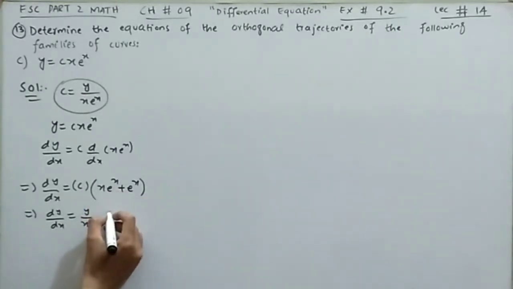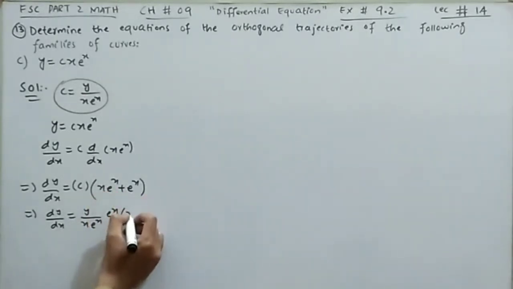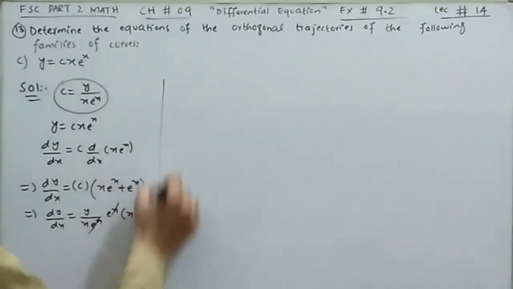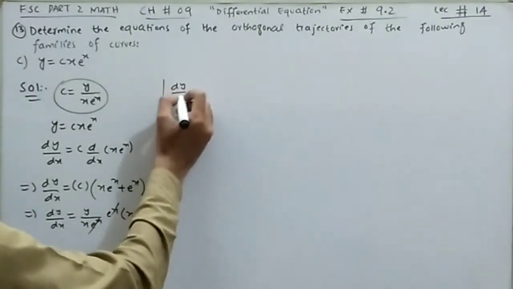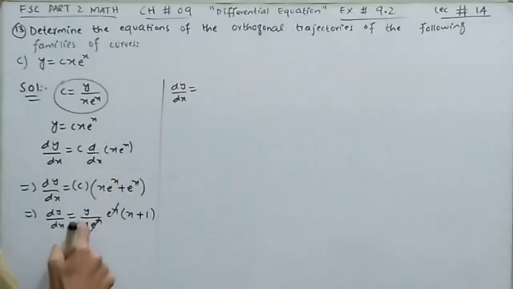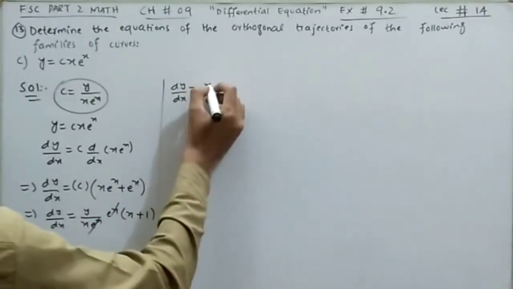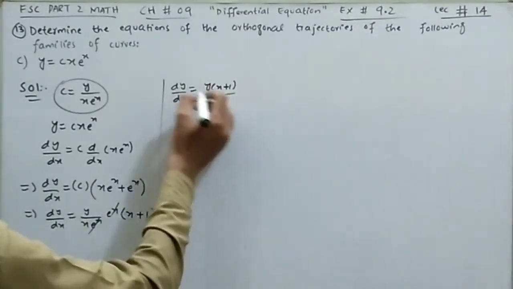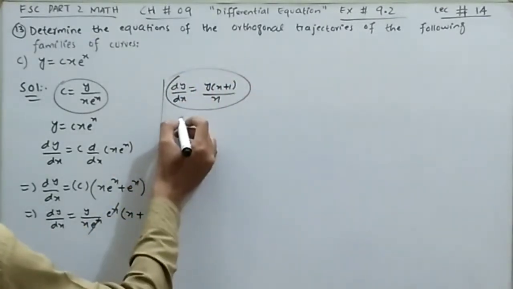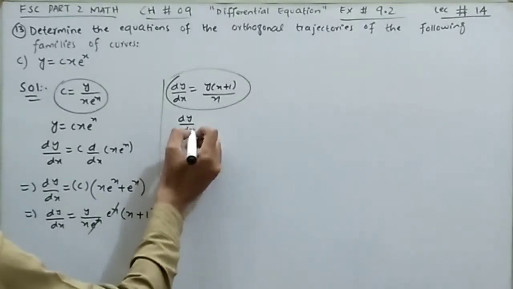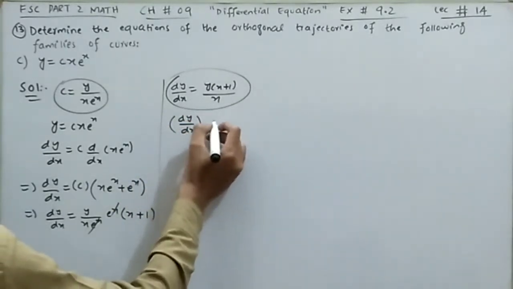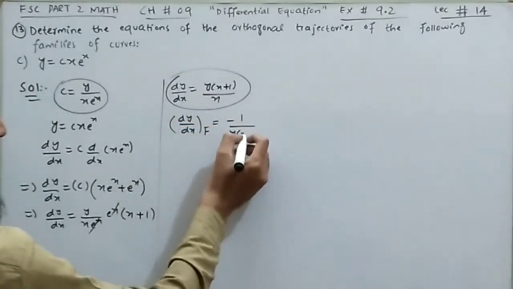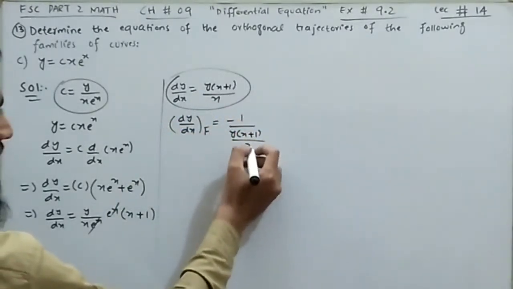From here take e power x common, we are left with x plus 1. e power x cancels with e power x. So the required derivative is dy by dx equal to y into x plus 1 divided by x. Now finding the equation of the orthogonal trajectory using the formula, dy by dx at another point, let's suppose f, is equal to minus 1 over the original derivative, which is y times x plus 1 divided by x.